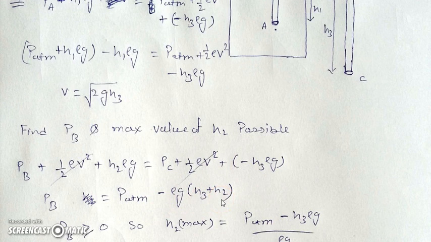One important thing to be noticed is that PB can never be negative. As H2 increases, there is a tendency for PB to become negative. So for H max, PB has to be 0. We can replace PB with 0 to get the value of H max as this.